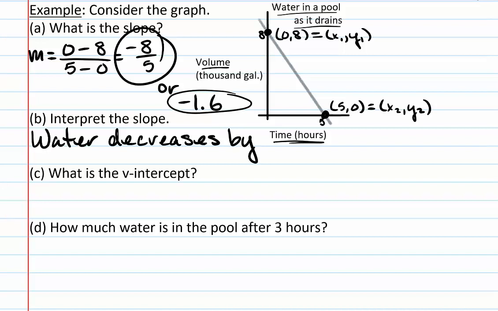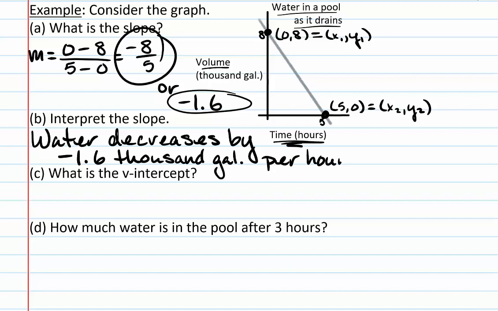Our slope is negative 1.6 thousand gallons. Watch out for that. It's not just 1.6. It's thousands of gallons per whatever our unit of x is, hour. That's one way you could write it. Oh, and you know what? Don't put the negative there. The word decreases encompasses the negative. I was redundant, and you can't be redundant like that.